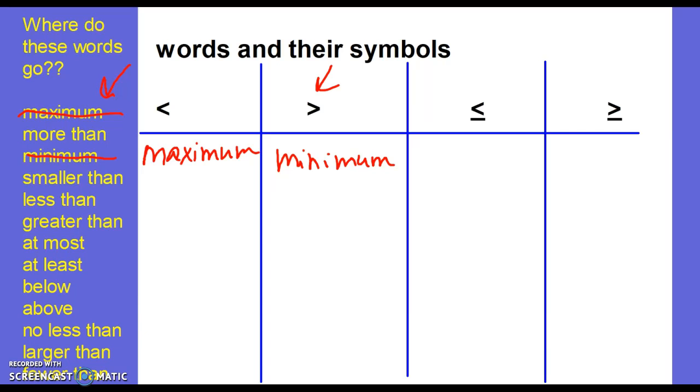Smaller than is going to be the less than symbol. So that's smaller than. You can write that in. Excuse my writing. It's hard to write on the screen. And then obviously greater than is going to be this symbol.